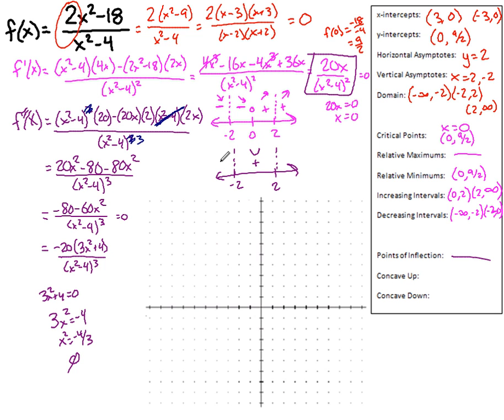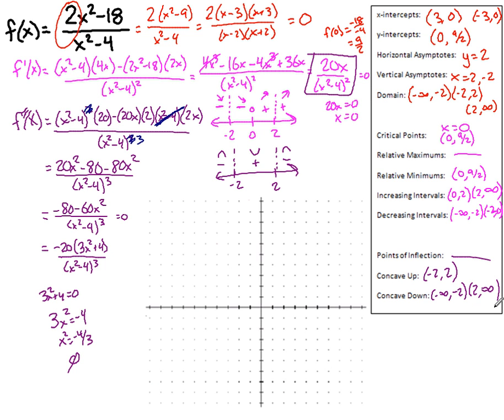If I plug in a negative 3 or a positive 3, when I square it, it'll be like 9. Subtract 4 gives you 5. Cubing that is still positive. So I get negative over positive, which will give me negative in each of those regions, concave down. So concave up is from negative 2 to 2. Concave down the other two, negative infinity to negative 2, and 2 to infinity.